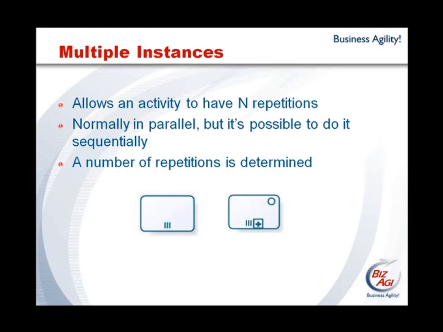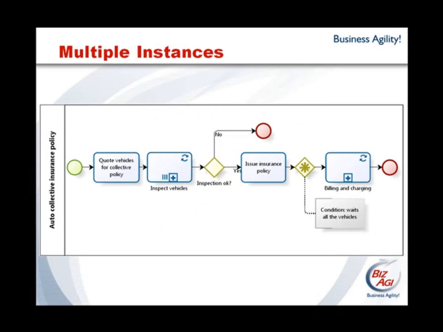The basic difference with respect to the standard loop is that in this case, a business condition is evaluated only once before the activity is initiated, and this business condition determines the number of repetitions of the activity. We will look at the issue of collective policies process.